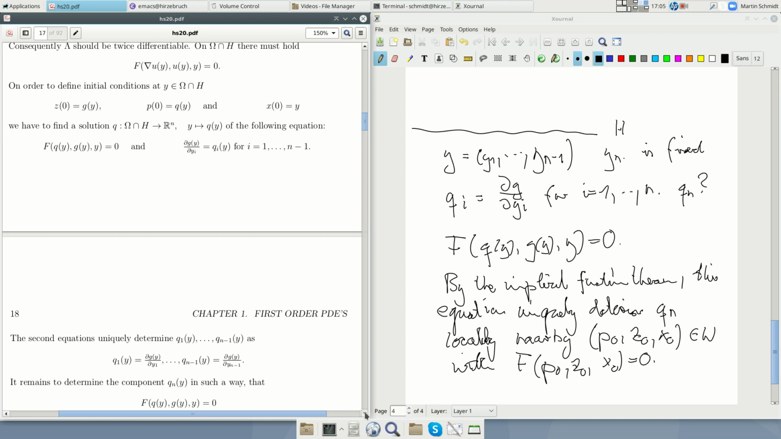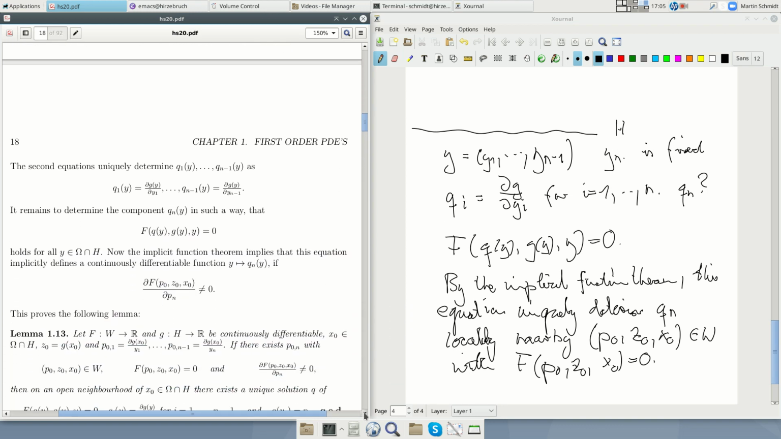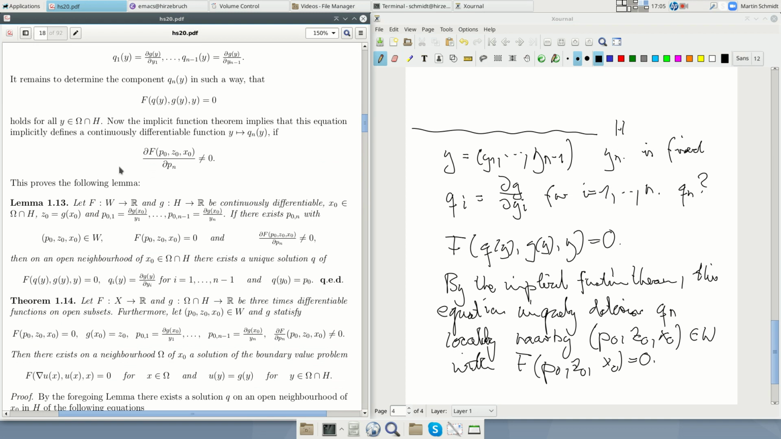This means we now know, by the implicit function theorem, the following theorem. We have F on W continuously differentiable. We have one point here on this hyperplane, and we have given our function g on this hyperplane, a real function, this initial value. And then what we want is on this hyperplane all initial values. So we want the function q, the function g, and of course the coordinate. The function g and the coordinates are given, so it remains to determine the function q.